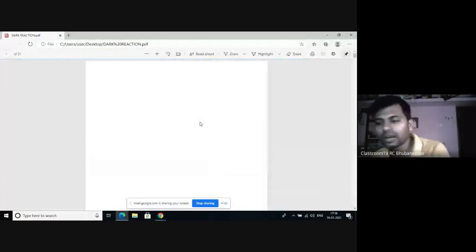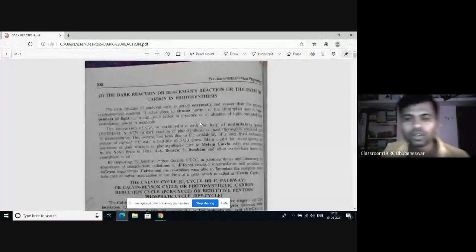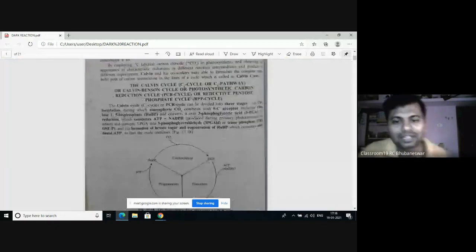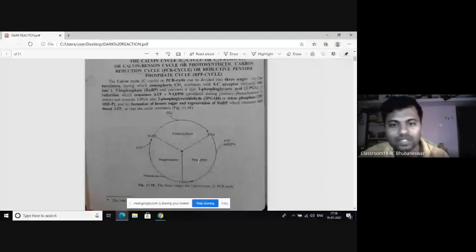Look at, by the process of the light reaction, ATP and NADPH are formed, and these are utilized in the dark reaction to convert carbon dioxide to carbohydrate. In the dark reaction there are three steps: one is the carboxylative phase, then the reductive phase, and a regeneration phase.